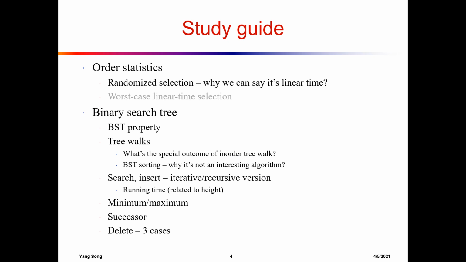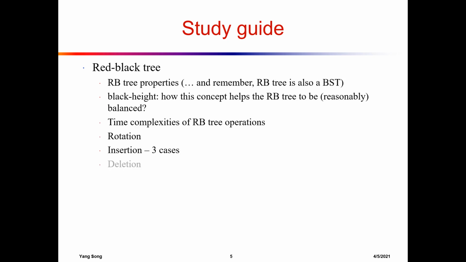And for deletion, there are 3 different cases, and the deletion is always a hard and tricky part in a BST. Okay, and then moving on, you also want to study the red black tree. And for the red black tree, there are a few more properties, and remember the red black tree is first a BST, or a binary search tree.